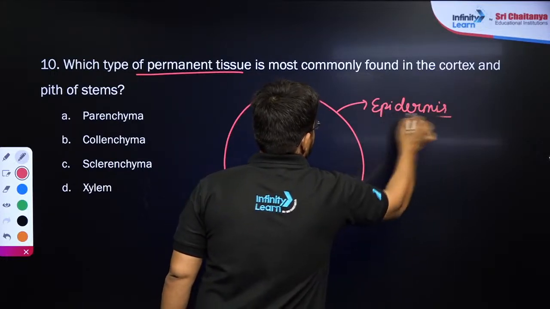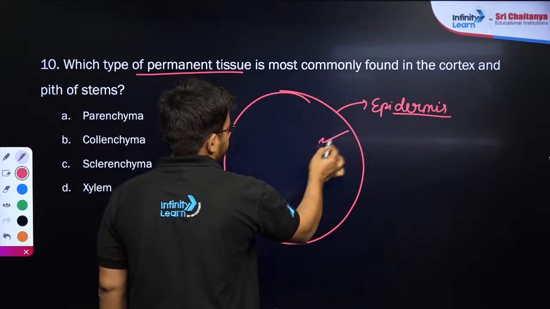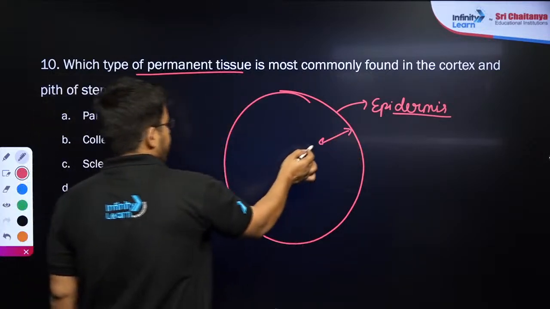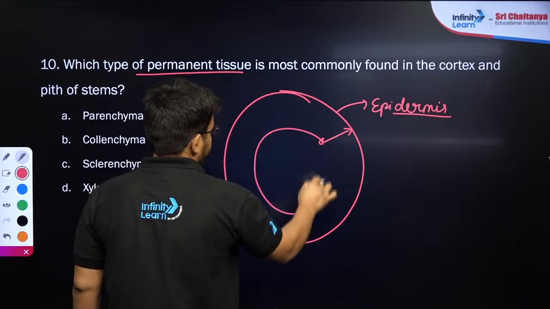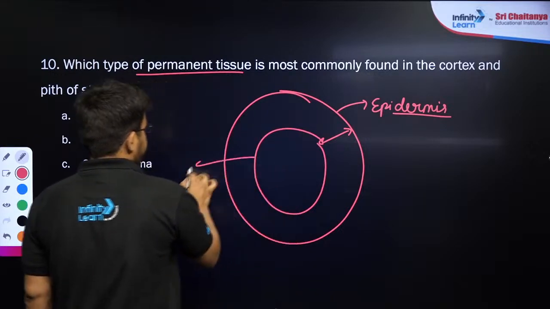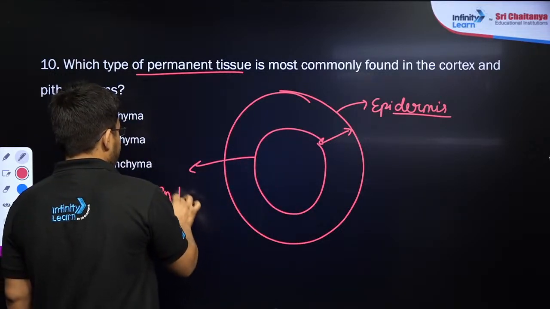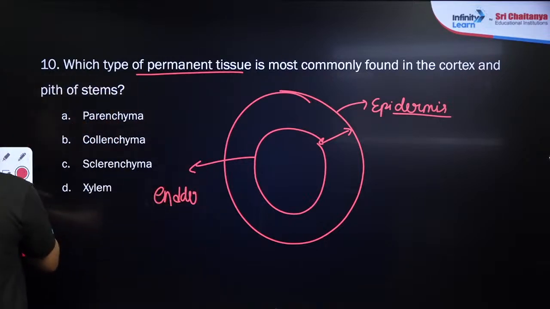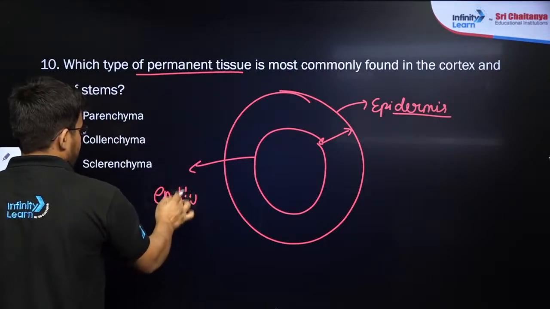After epidermis, students, you can say this portion is going to be cortex. The innermost lining present inside the cortex, we call it endodermis. So this is going to be endodermis. We are not going deep into the endodermis right now.